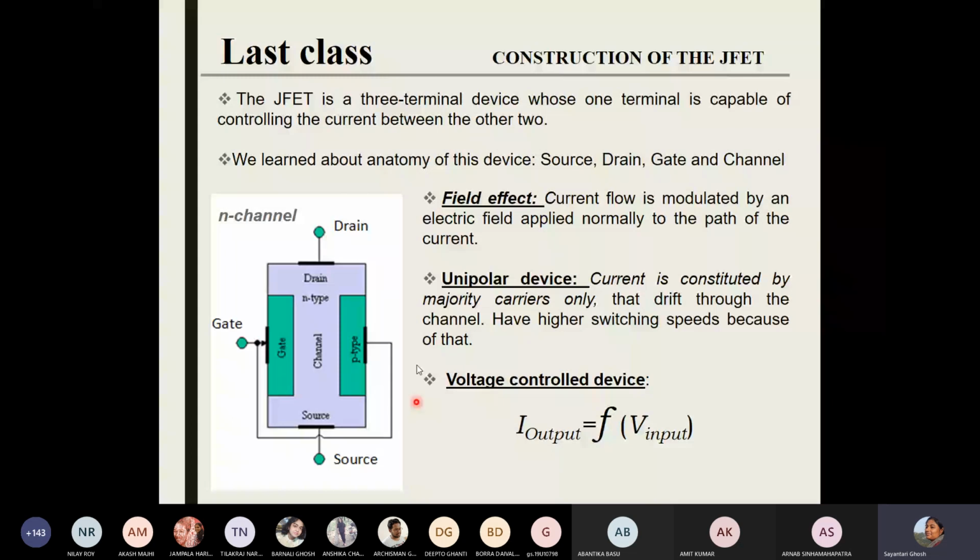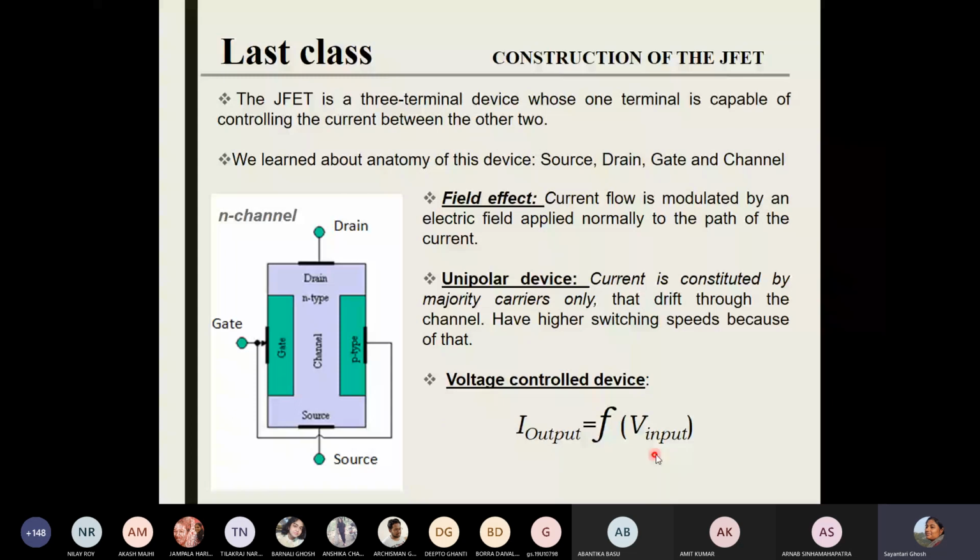We also learned a few terms like voltage control device, which simply implies that here the output current, which is the basic property of any transistor that we are interested in, will be a function of the input voltage. We will see how it happens. We will see the operating principles and we'll understand that.